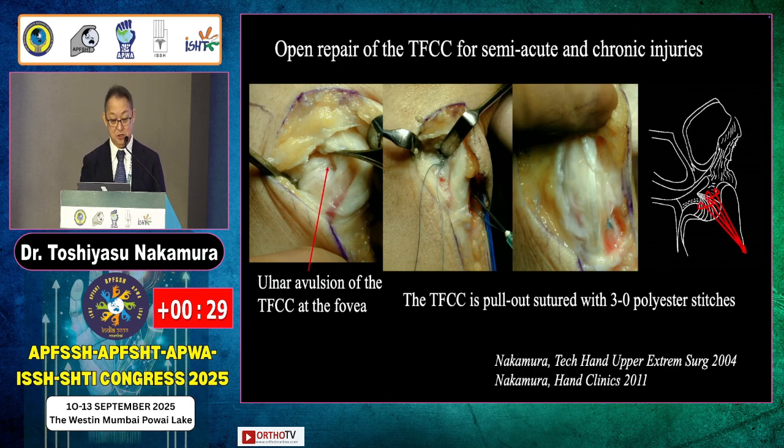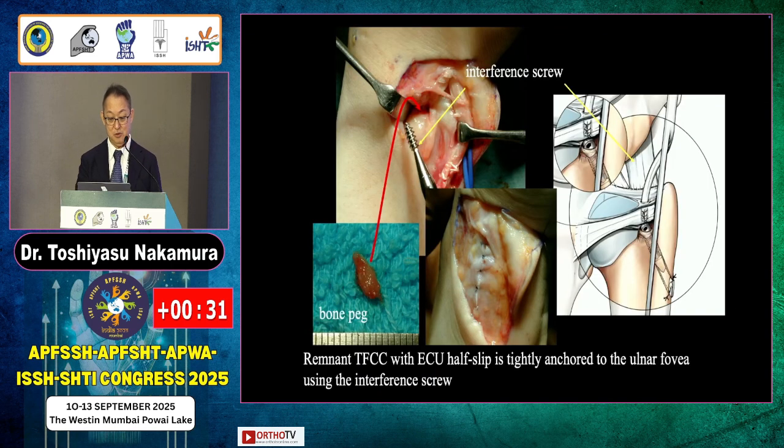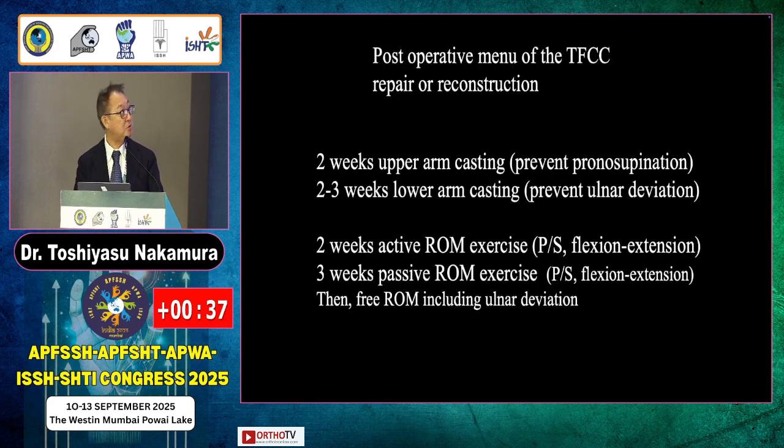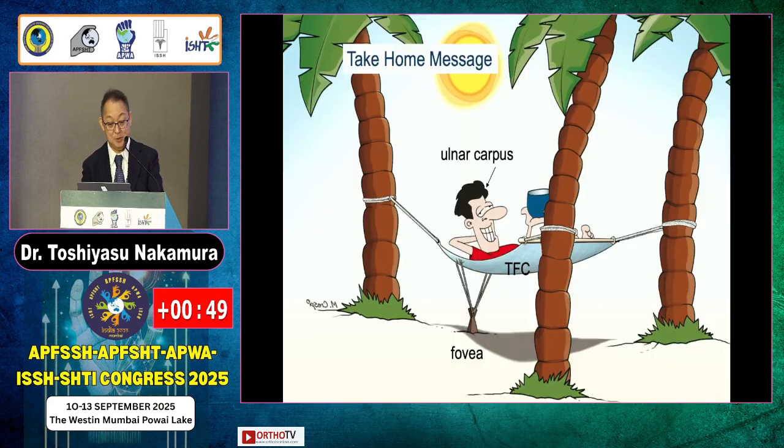I do open surgeries in some cases, and I also do ECU half-slip reconstruction, which represents the normal anatomical structures. Then I put on 2 weeks of upper arm casting, then 2 to 3 weeks of lower casting. After that, the patient can return to normal sports activity level 3 to 4 months after repair.